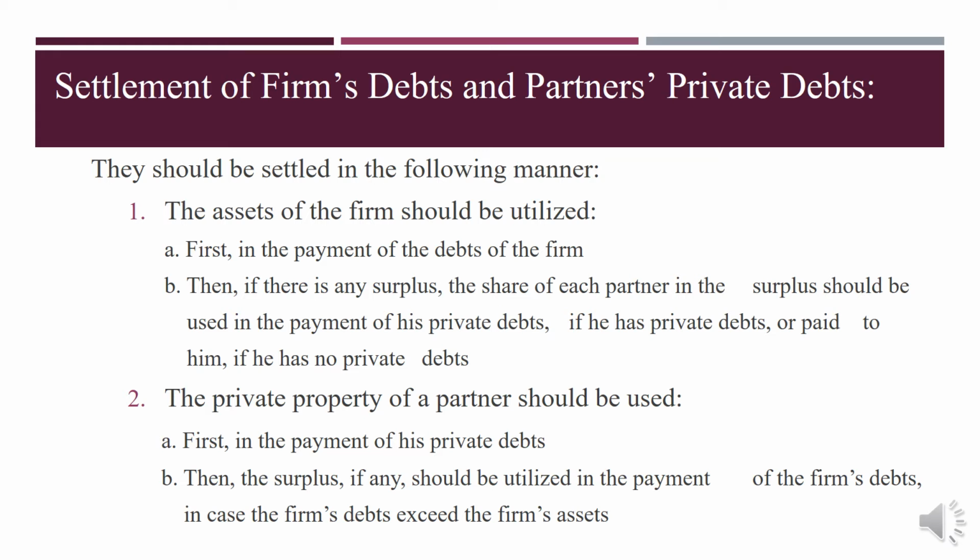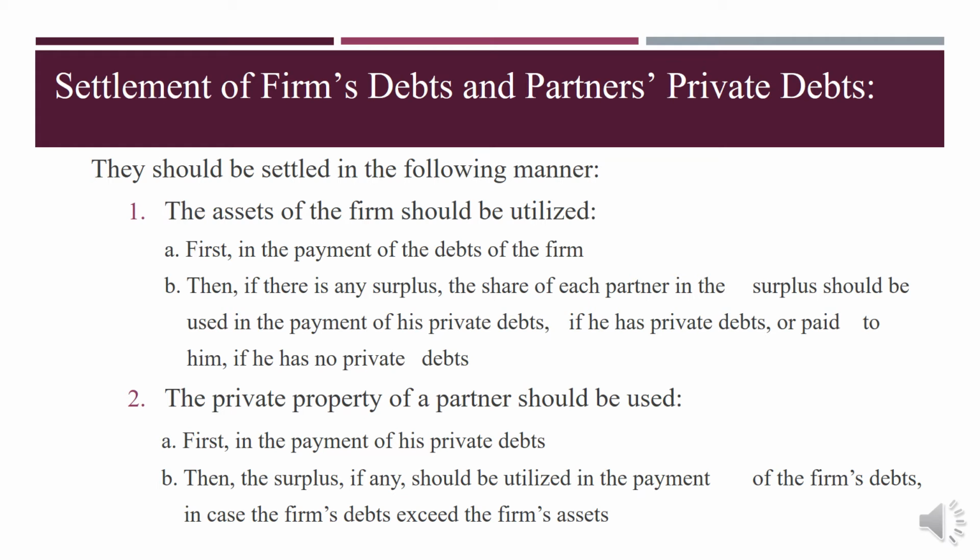Okay, now how should it be used? First, in the payment of his private debts, then the surplus, if any, should be utilized in the payment of firm's debt in case the firm's debts exceed the firm's assets. So if this private property is brought in, it should first be used for the payment of his own debt. Then if there is any surplus, it should be utilized in the payment of firm's debts in case the assets realized are not enough to repay the firm's debt. In such cases, the private property should be used for that.